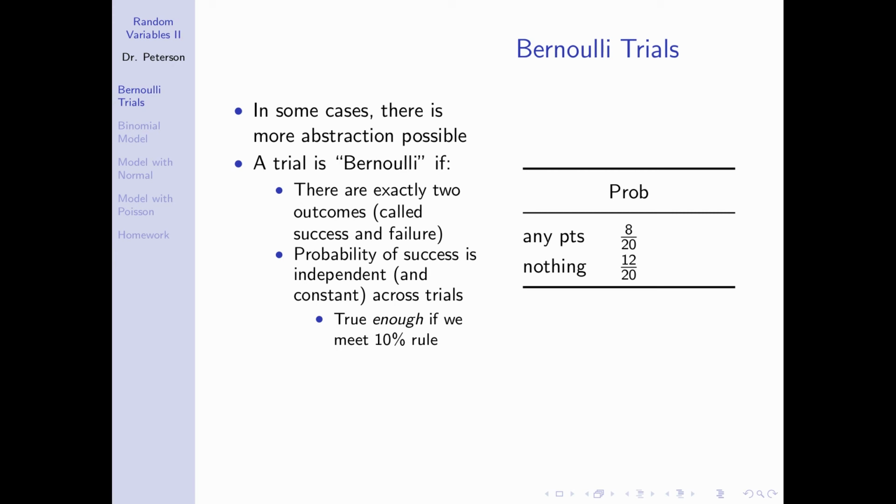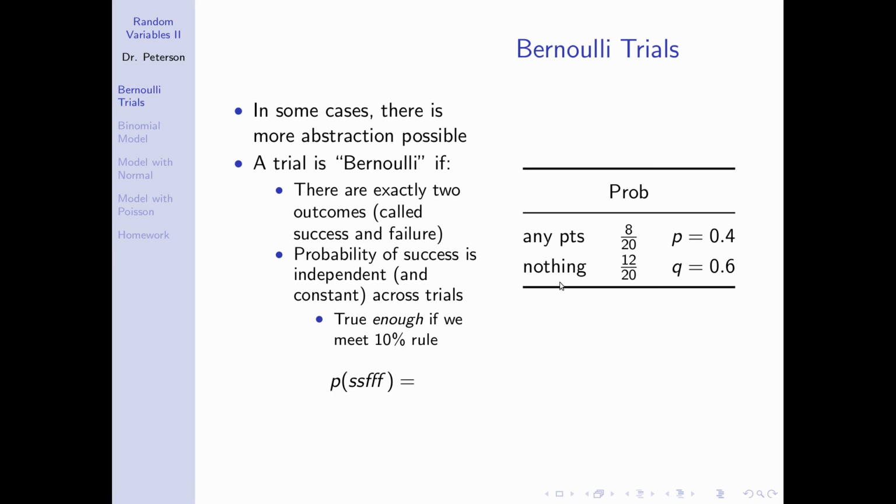So let's imagine an example where there's a simple game where you can get extra credit points with a probability of 8 in 20, or no points with a probability of 12 in 20. So we call this p, because it's our probability of a success, and say it's 0.4, 8 divided by 20. The alternative, the probability of failure, is q, and in this case is 0.6.